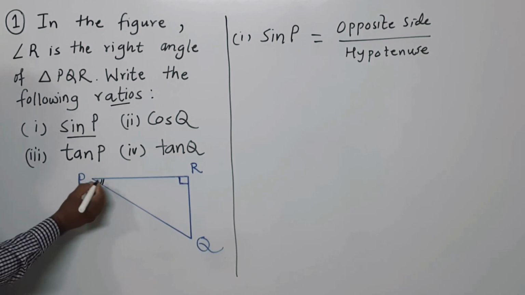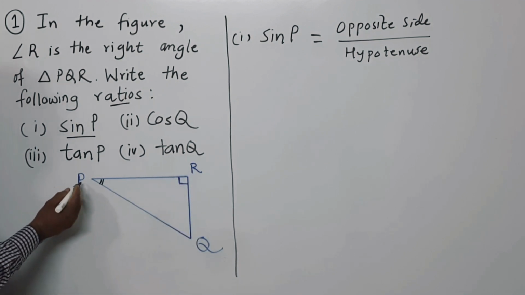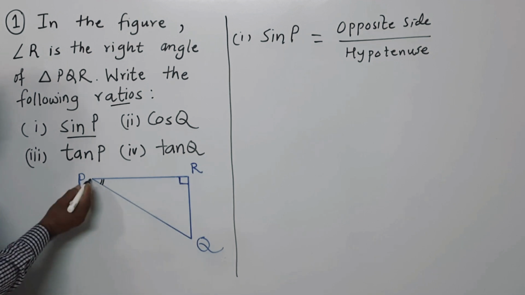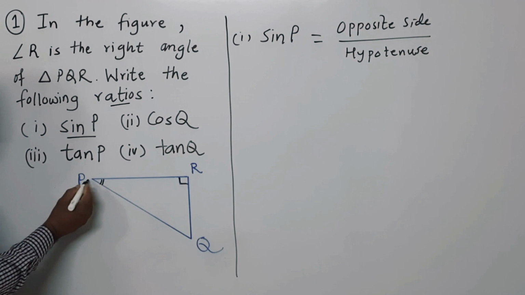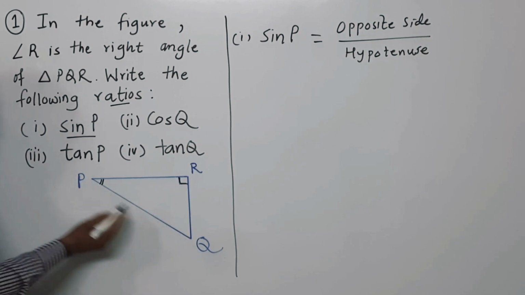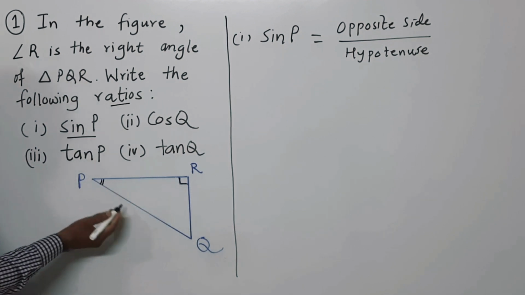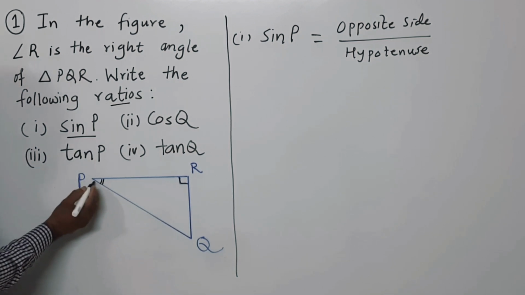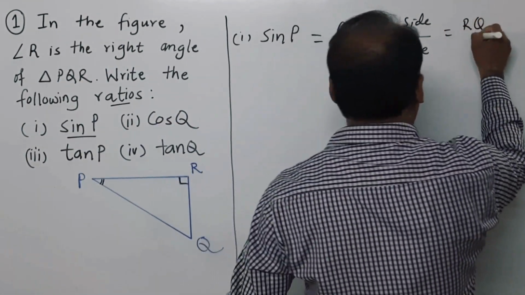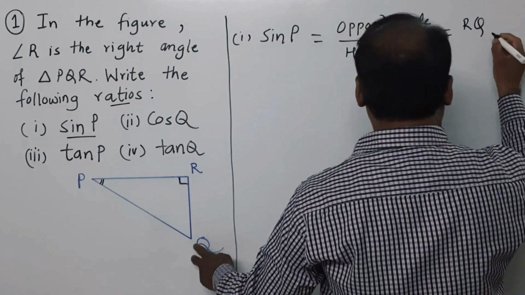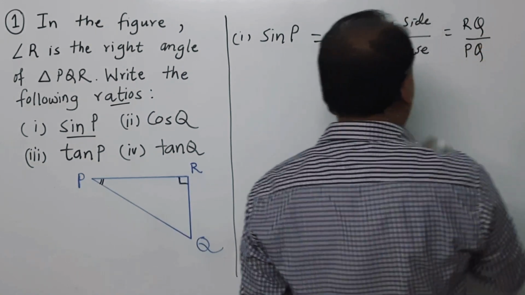Sine P: the opposite side to P is RQ, and the hypotenuse, that is opposite to the right angle, the 90 degree angle, which is angle R, is side PQ. So PQ is the hypotenuse. So sine P is equal to opposite upon hypotenuse. So here RQ is the opposite side to angle P, and the hypotenuse is side PQ.